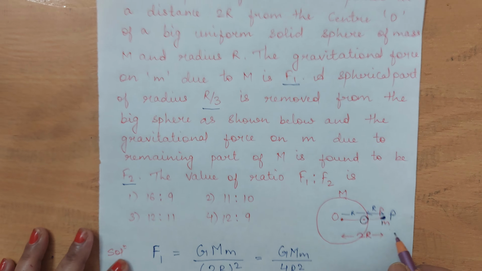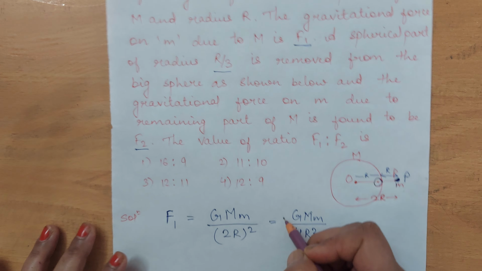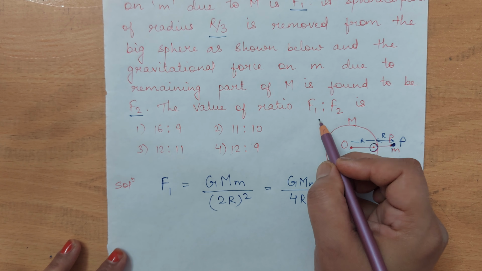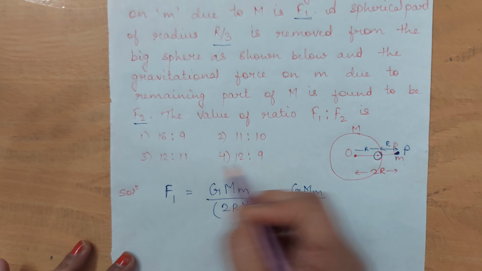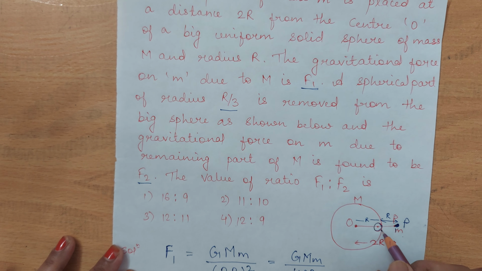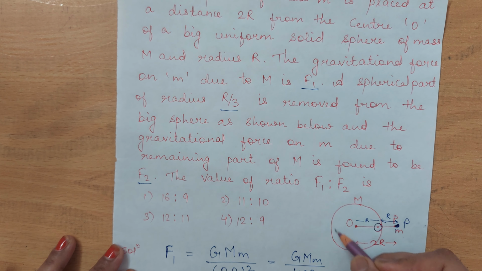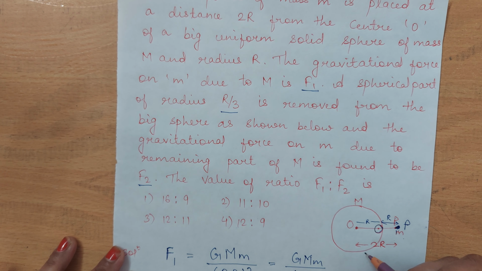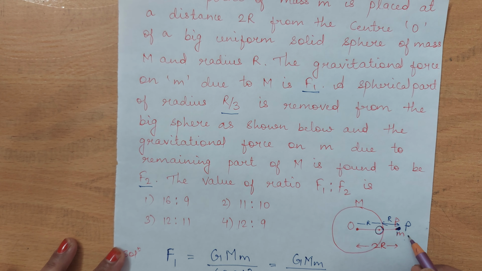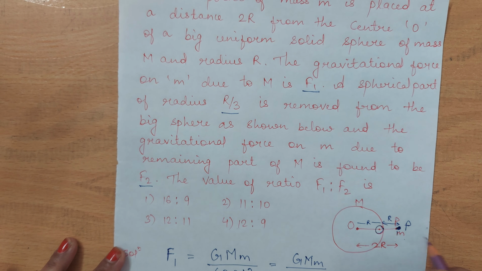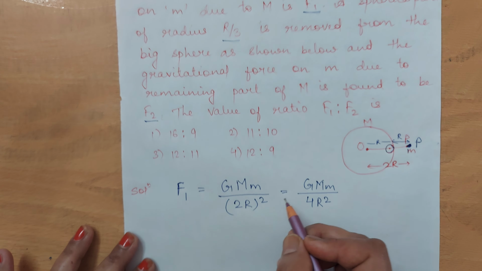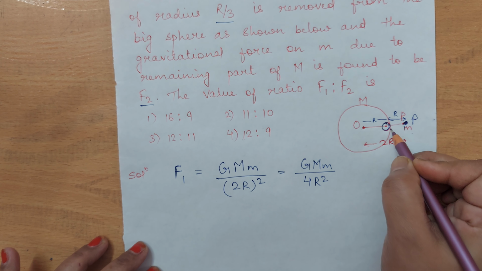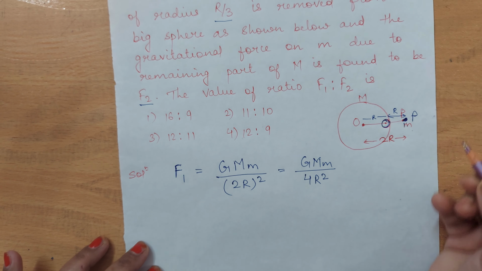तो हम लोग ने F1 निकाल लिया. नेक्स्ट हम लोग को पता करना है कि F2 कितना होगा, क्योंकि हम लोग को फाइंड करना है रेशियो ऑफ F1 इज टू F2. अब ये फोर्स F2 किसका है? जब ये स्मॉल स्फेरिकल पार्ट इस बिग स्फेयर से रिमूव कर लिया गया, तब जो स्फेयर बचा, जो रिमेनिंग स्फेयर है, उसके कारण जो फोर्स लग रहा है P पे, ये पॉइंट P पर, उसको फोर्स F2 बोलते हैं. तो वो निकालने के लिए पहले हम लोग ये निकाल लेते हैं कि ये स्फेरिकल पार्ट जो है ये कितनी दूरी पर है इस पॉइंट मास से.